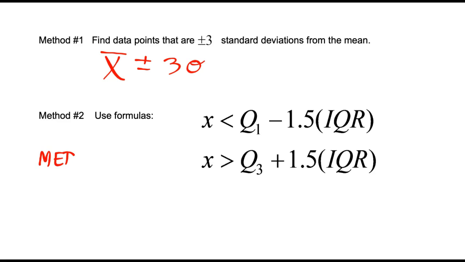So if we're using the median, then we're going to use our interquartile range as a measure of spread, and that would be your median plus 1.5 times the interquartile range, and also the median minus 1.5 times the interquartile range. So those are the two most common ways to calculate outliers. Let's go ahead and put them to work here.